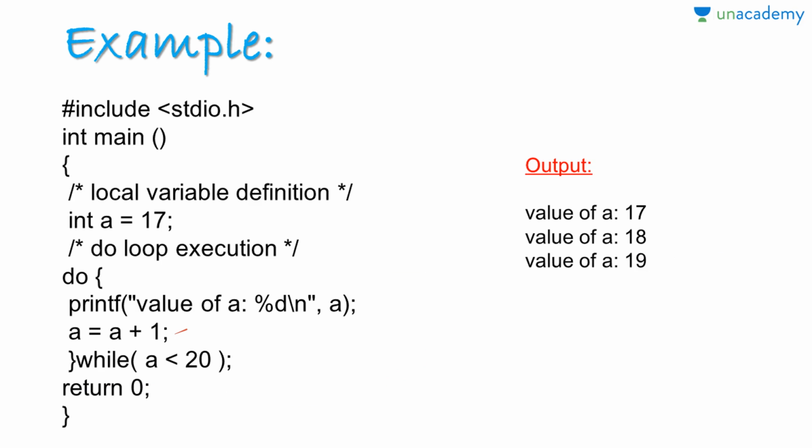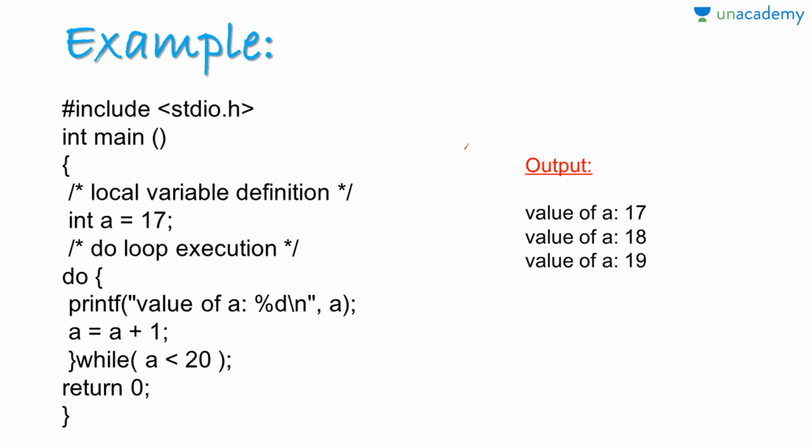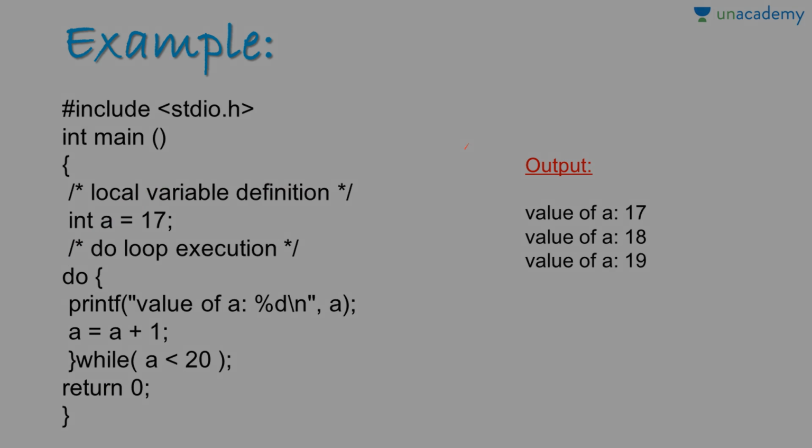Increment it. But now 20 is not less than 20. So this condition is false. Come out of the do while loop. So this is the output of the do while example program.